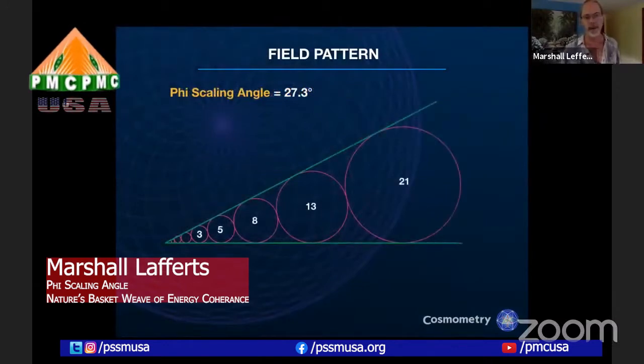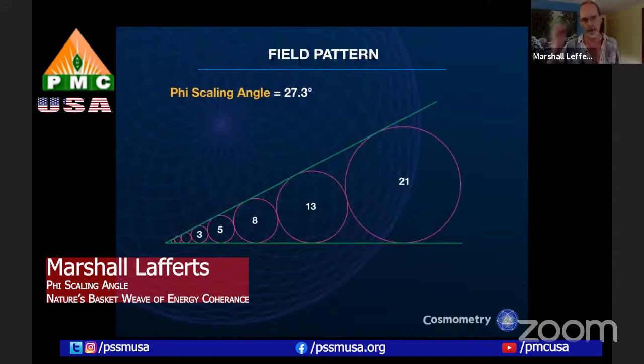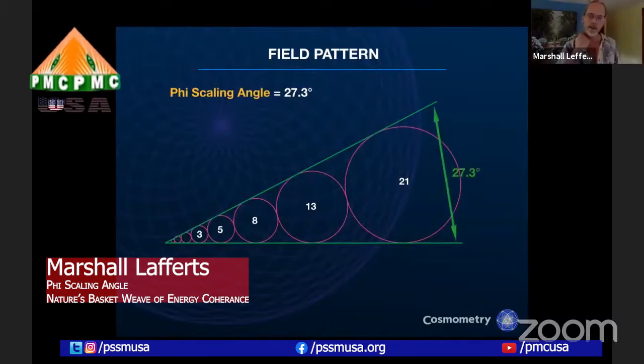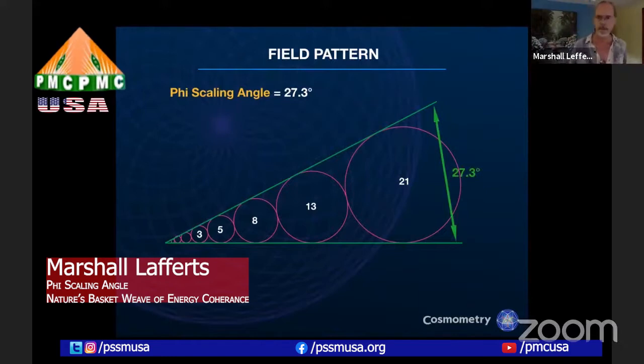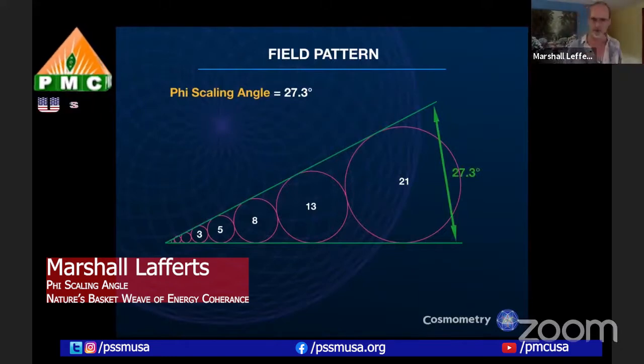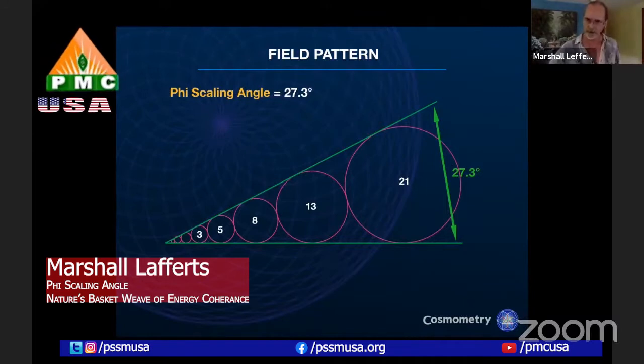And it's derived quite simply by taking a series of circles or spheres, each one in a Fibonacci number diameter of growth. And you can see it creates this green angle here, which I call the phi scaling angle, 27.3 degrees. And I became very fascinated by this angle a long time ago and began to see its presence in nature quite a bit, which I'll show you in just a moment.